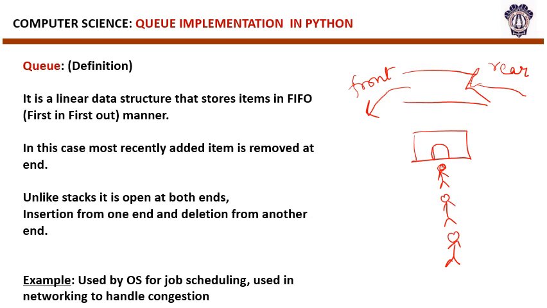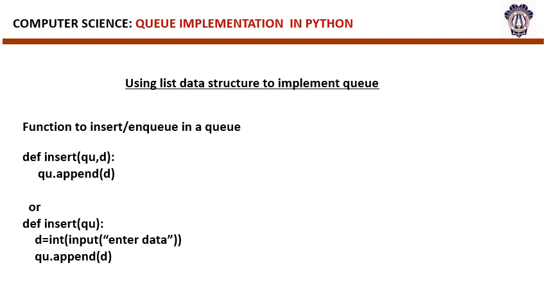Three persons are standing in the queue. When the fourth person comes, he'll be inserted at this end. This is called the rear end. And deletion will take place from this end. This is called the front end. So, first in, first out. We will implement queue using list data type in Python.